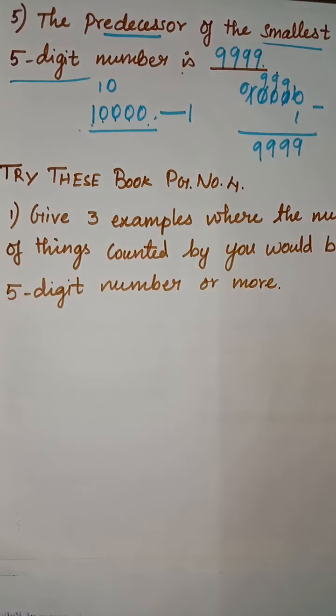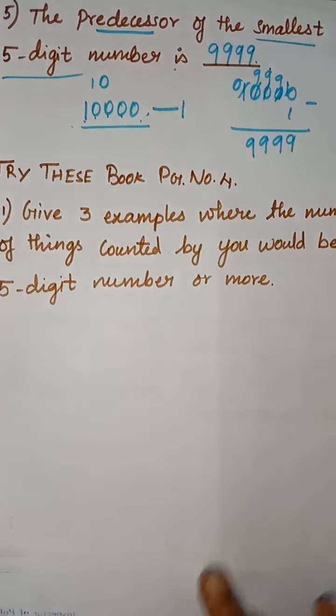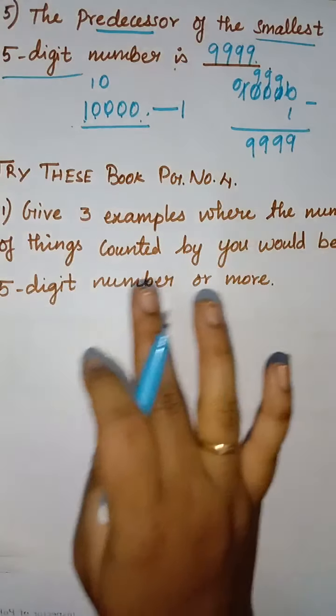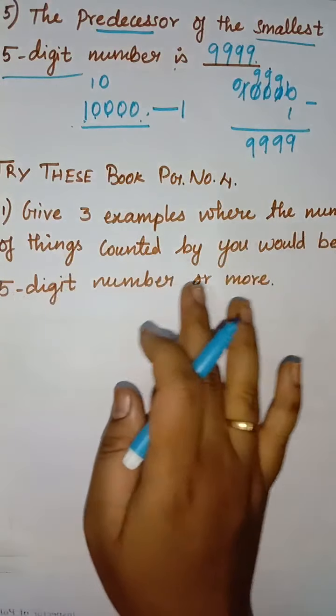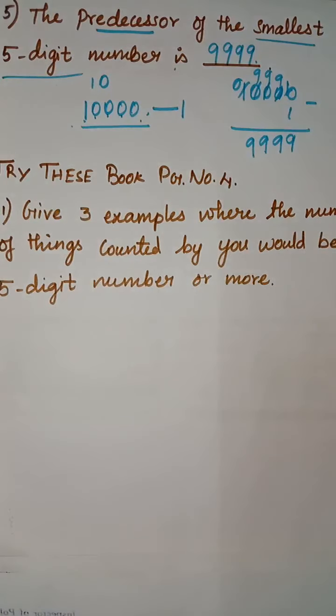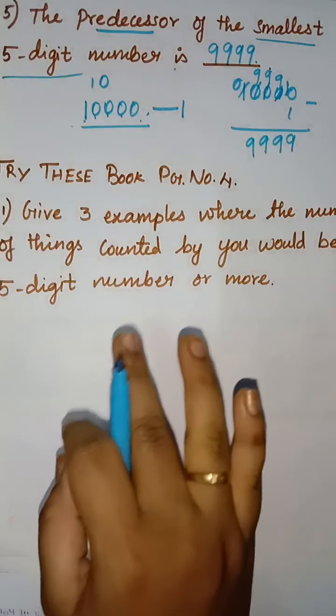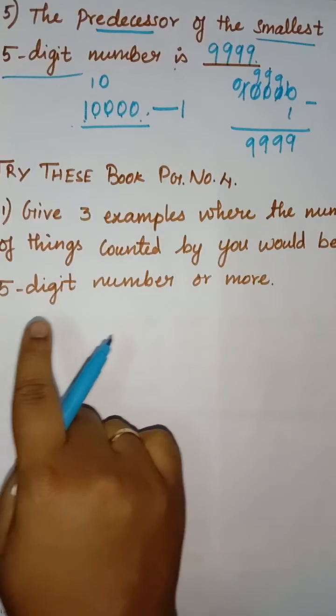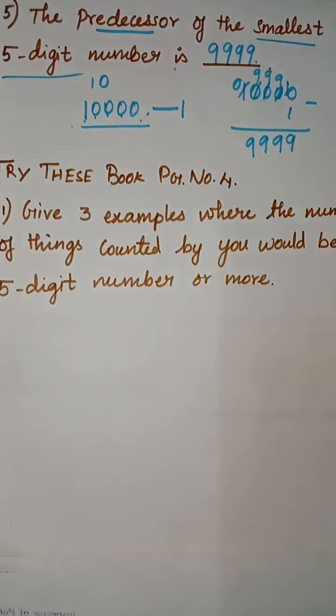Clear? Okay. The next page is page number 4. In your page number 4, there will be some Try These problems. So now we are going to see that. Now the first question is: give 3 examples where the number of things counted by you could be a 5-digit number or more. Okay, give 3 examples where the number of things counted by you could be a 5-digit number or more.